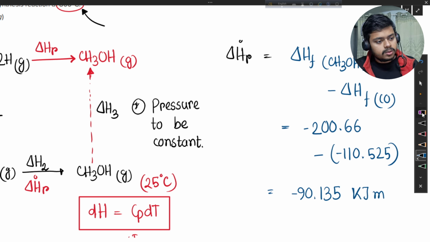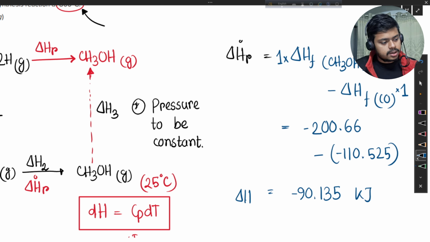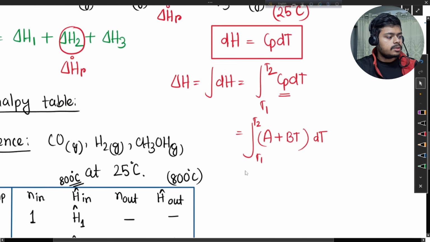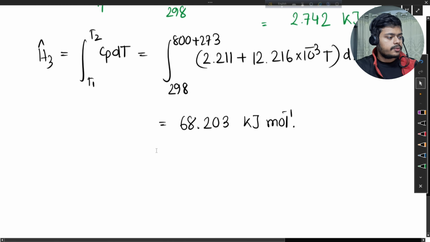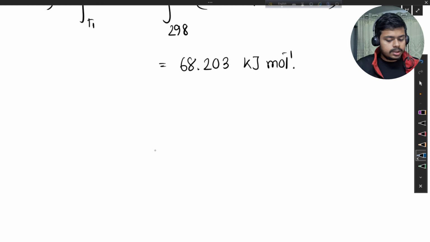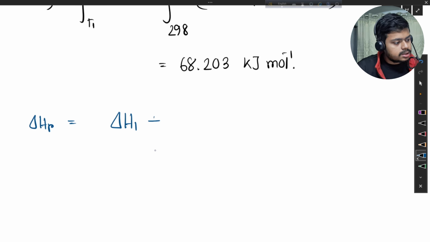We can say per mole here because we have already multiplied it by 1, so we do not necessarily need to say kilojoules per mole here. So delta H R naught we have also calculated here, minus 90.135. Now the total delta H R is going to be delta H1 plus delta HR naught plus delta H3, right?